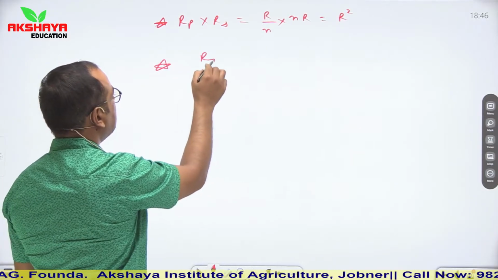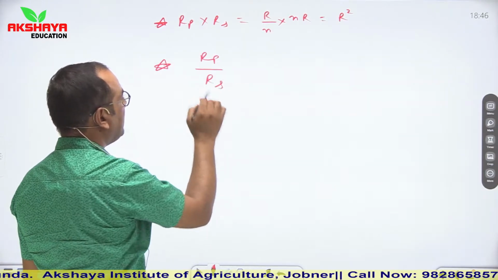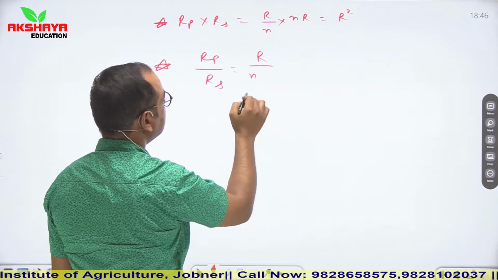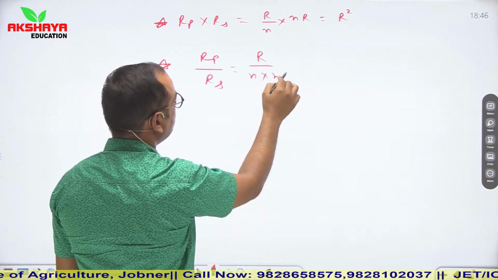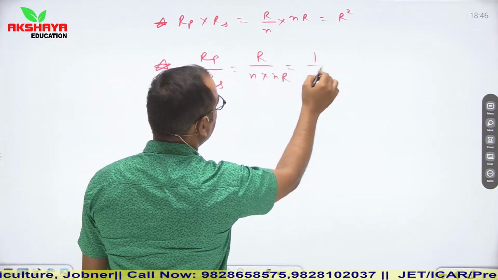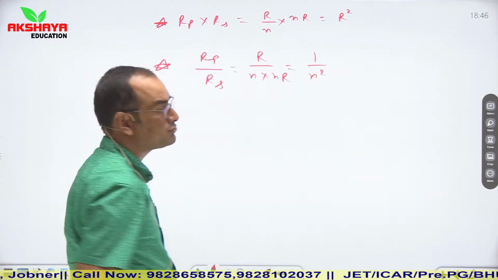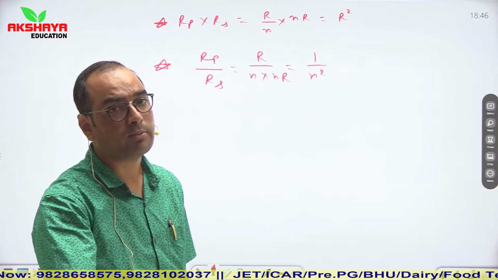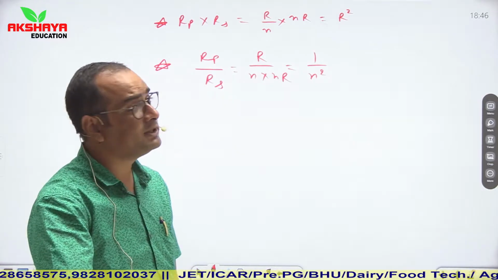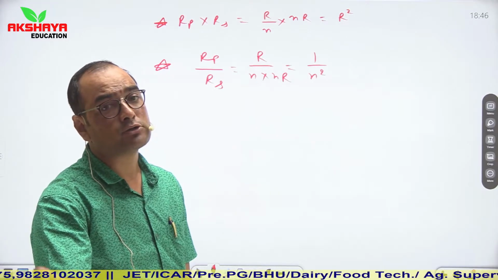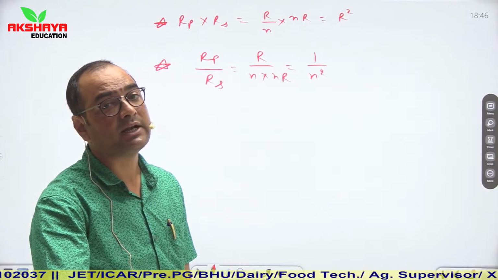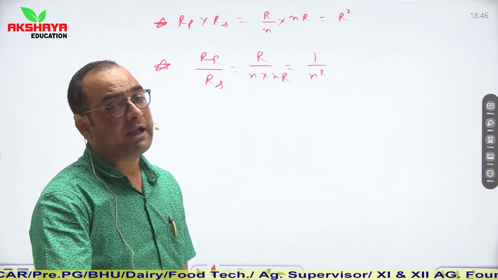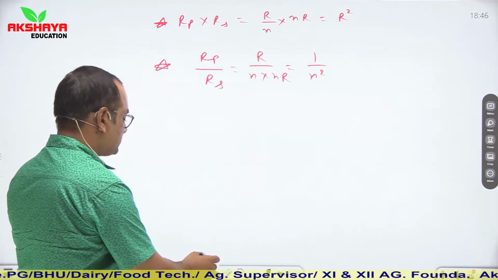Another one: if you are asked the ratio of Rp and Rs in this situation, then the ratio of Rp upon Rs, let us say it is R upon n and it is n into R. So here R is cancelled out and this ratio is equal to 1 upon n square. So if we find the ratio of resultant of parallel combination and series combination, this ratio depends on the number of resistors connected, and it is independent of the value of resistance. So let us take an example.